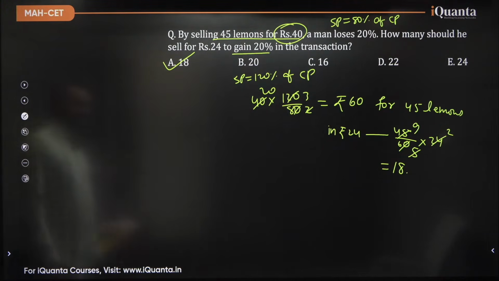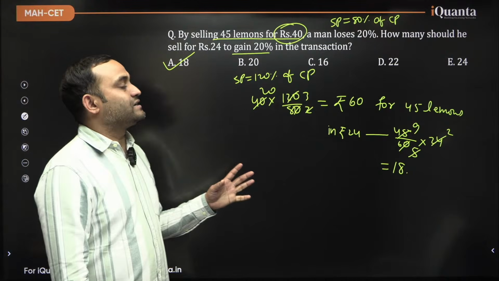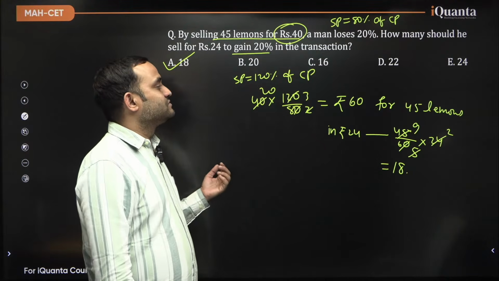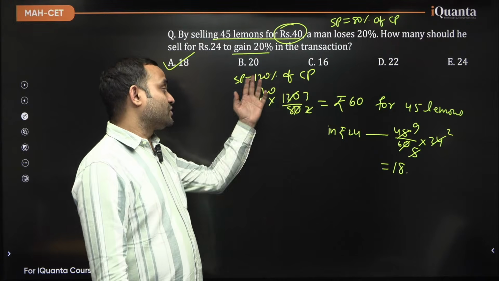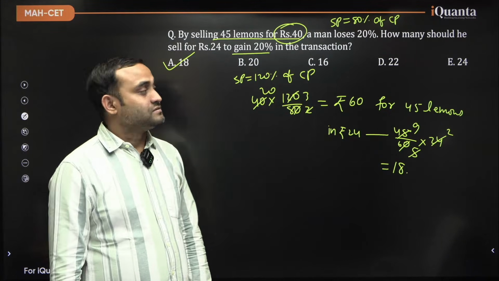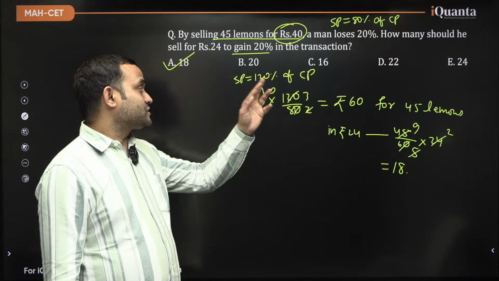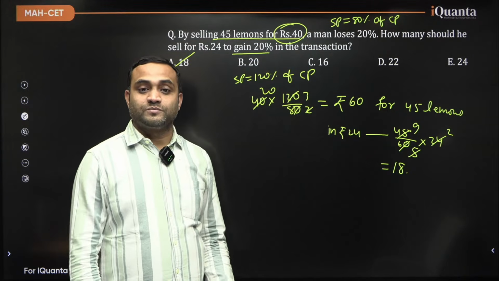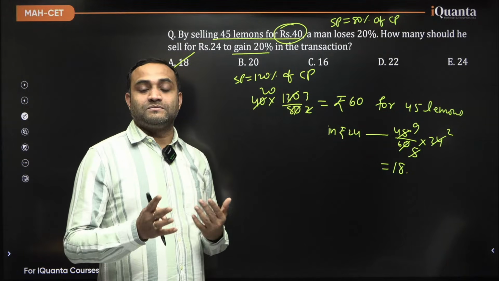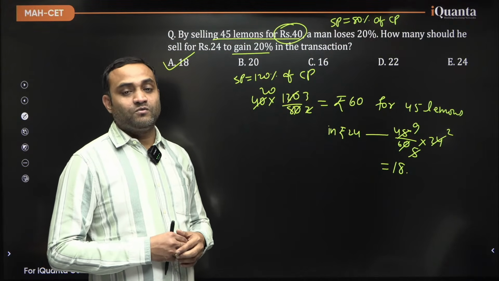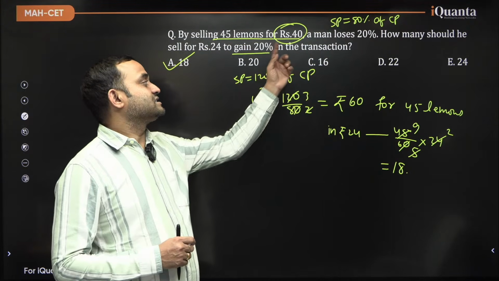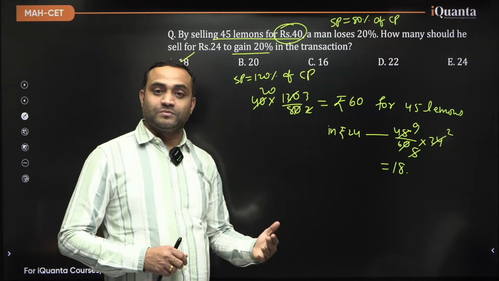We don't need to find the cost price per lemon or the selling price per lemon. You can directly solve it like this. 80% of cost price to 120% of cost price is exactly 1.5 times. The selling price should be 1.5 times, so that instead of 20% loss, there should be 20% profit.